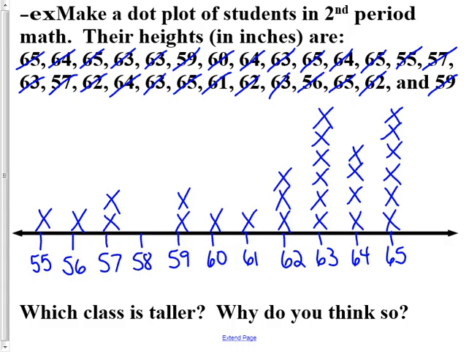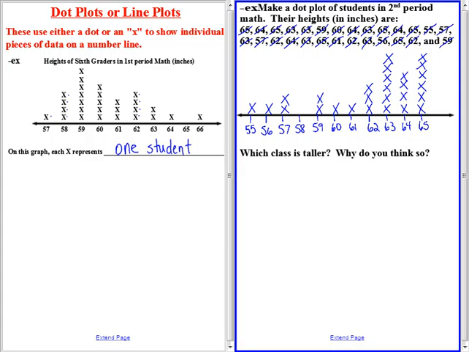So when I look at those two graphs side by side and I want to compare which class is taller, I might look at that and say, well, I think that class 1 is taller because the tallest person is in class 1. That's 66 inches. Well, that's a true statement, but that's only one person.